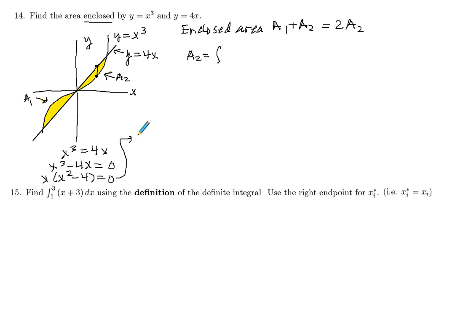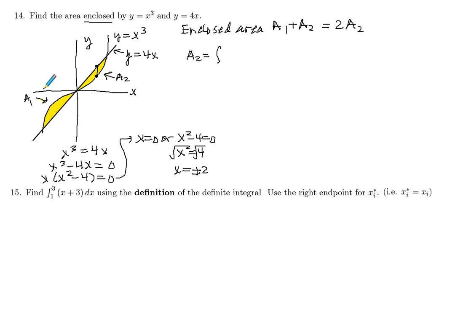So either x equals 0 or x squared minus 4 equals 0. Bring the 4 over as a positive. X squared equals 4. Take square roots on both sides, and x equals plus or minus 2.